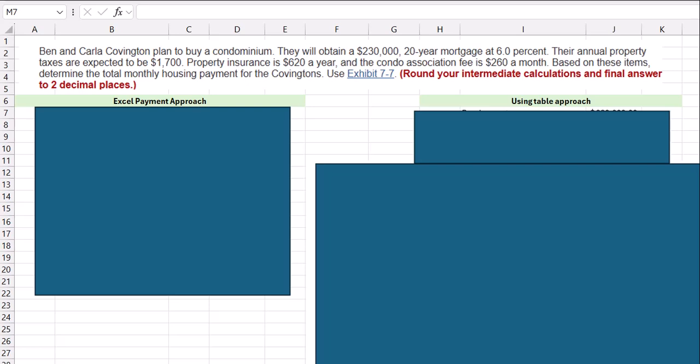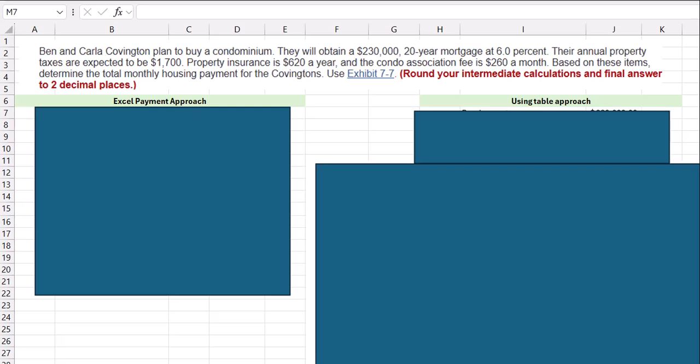Let's take a look at this monthly housing payment exercise. All right, I'll read it to you. Ben and Carla Covington plan to buy a condominium. They will obtain a $230,000 20-year mortgage at 6%. Their annual property taxes are expected to be $1,700. Property insurance is $620 a year, and the condo association fee is $260 a month. Based on these items, determine the total monthly housing payment for the Covingtons.